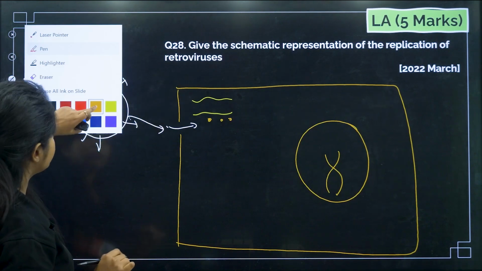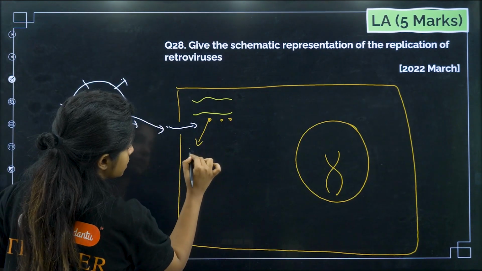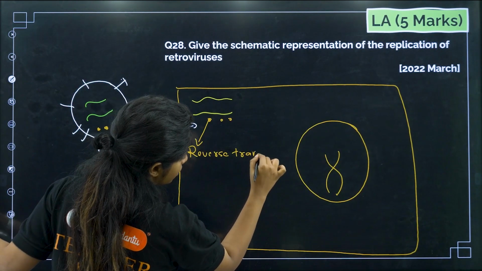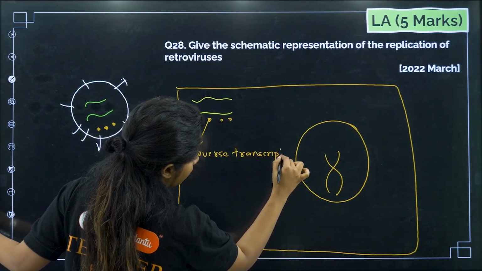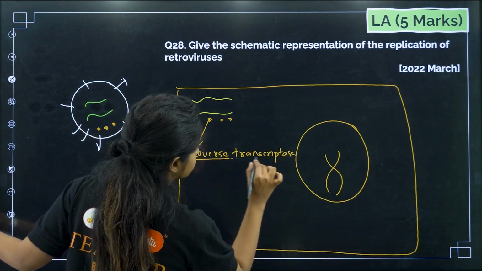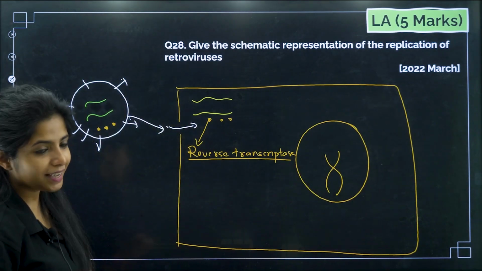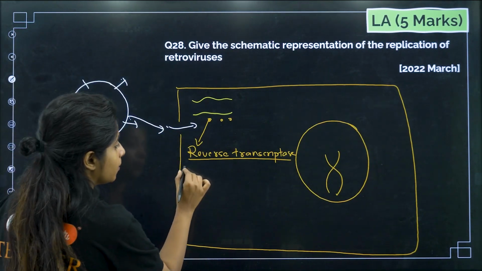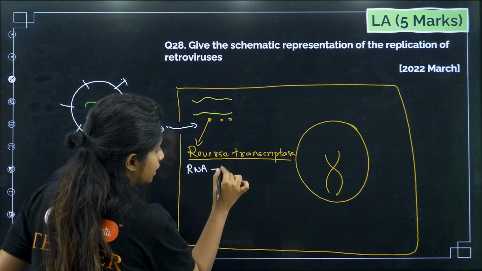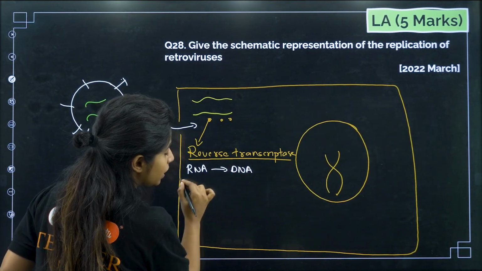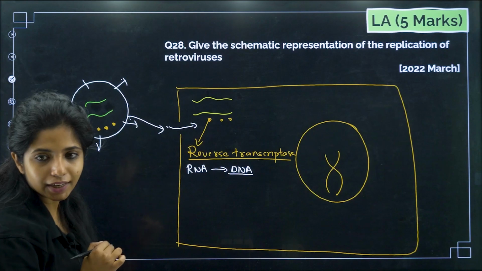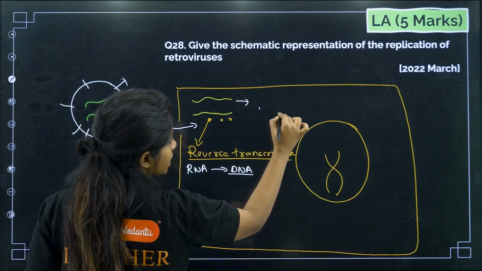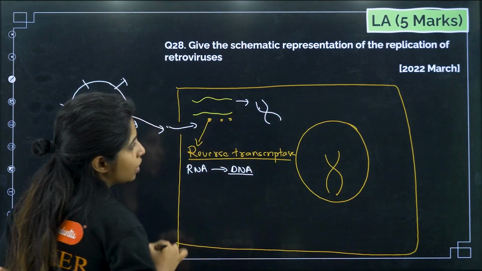Now, the first enzyme out of this is known as reverse transcriptase. And if you remember the role of reverse transcriptase, it was making DNA from the RNA. So here also it will make DNA out of the RNA. So let's make a DNA out of it. Suppose it made the DNA.